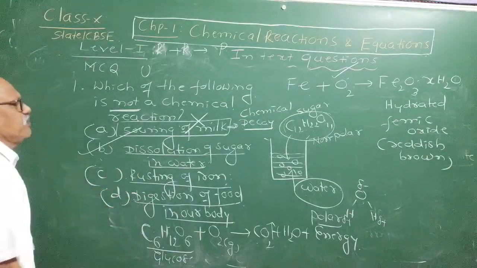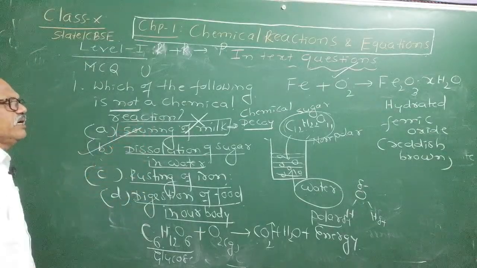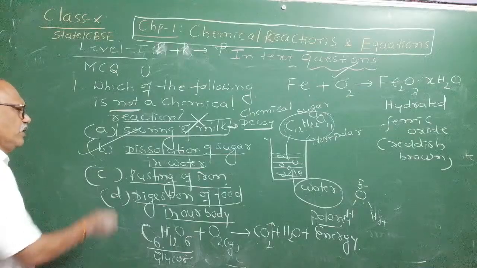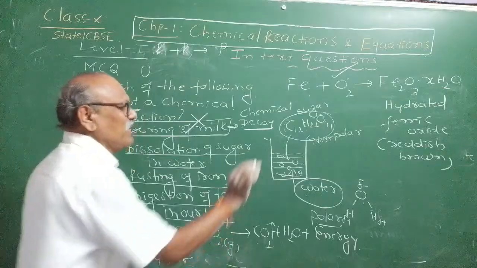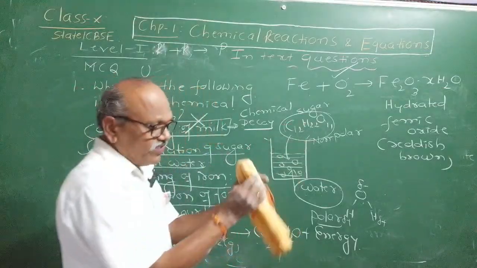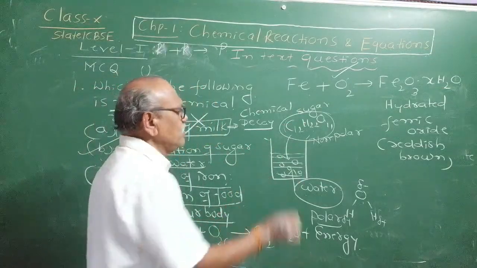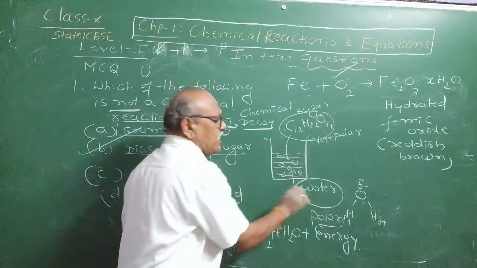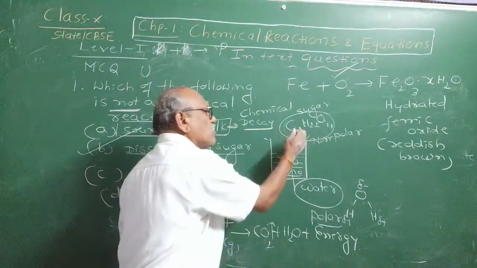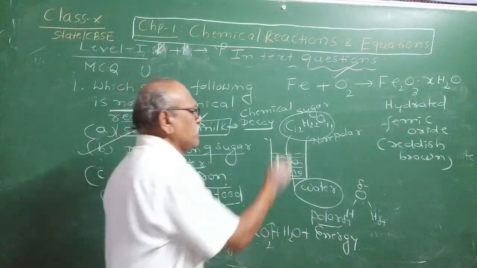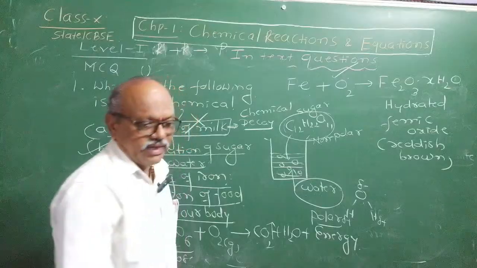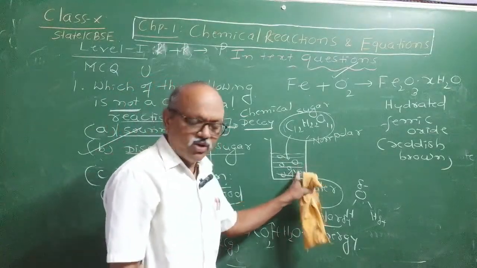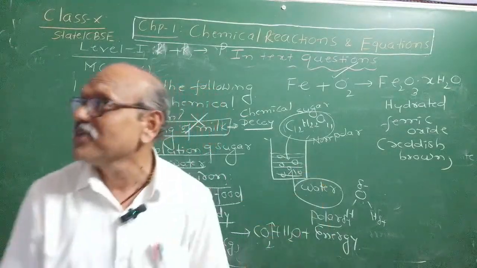Digestion of food is a chemical reaction. Souring of milk is a decomposition reaction. But dissolution of sugar is not a chemical reaction, because sugar molecules are physically separated when dissolved in water, but chemically no reaction takes place, no breaking of bonds. For a chemical reaction to take place, breaking of bonds should take place, or electrons should be released. So therefore it is not a chemical reaction, it is a physical change.